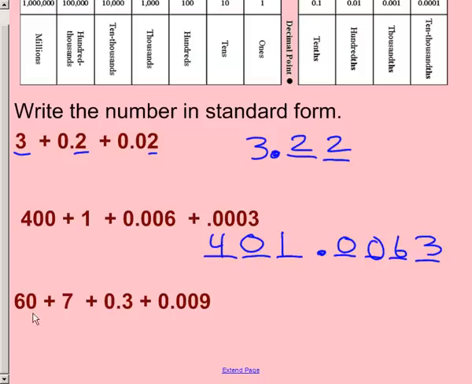Okay, here I'm going to do tens place, ones, and then all the way to the thousandths place. So we have 6 tens, we have 7 ones, we have 3 in the tenths place, no hundredths, you can notice that was skipped, and a 9 in the thousandths place. So that's how we go the other way.